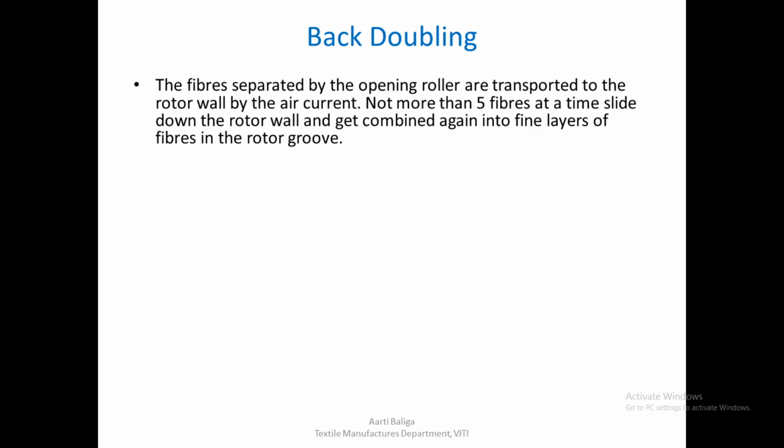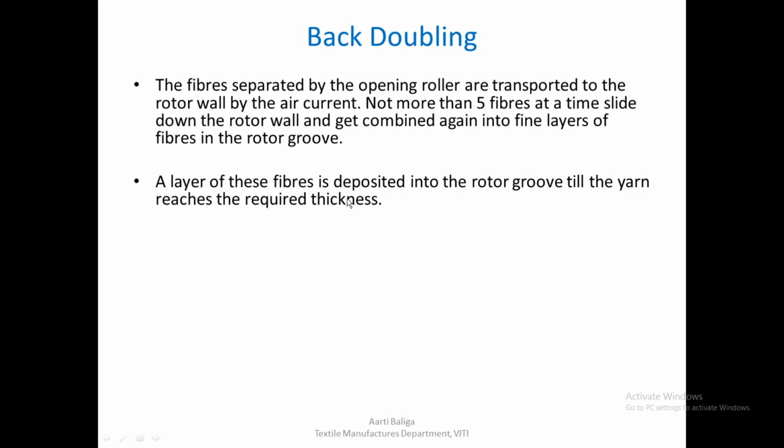The fibers separated by the opening roller are transported to the rotor wall by the air current. We have seen this in the passage. Not more than 5 fibers at a time slide down the rotor wall and get combined again into fine layers of fibers in the rotor groove. So the fibers that are opened out come in a range of say 5 fibers at a time at the rotor wall, and they get combined into fine layers of fibers in the rotor groove.